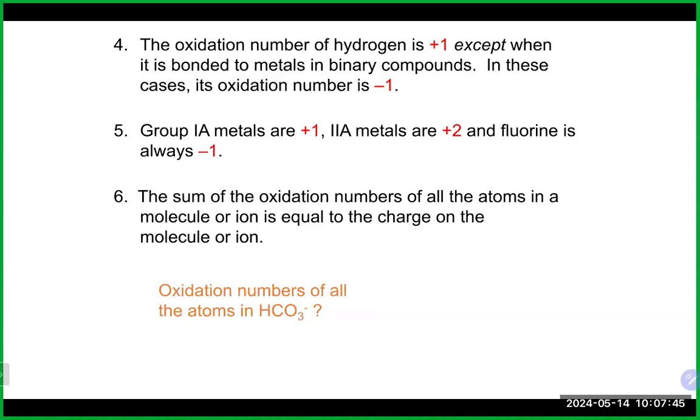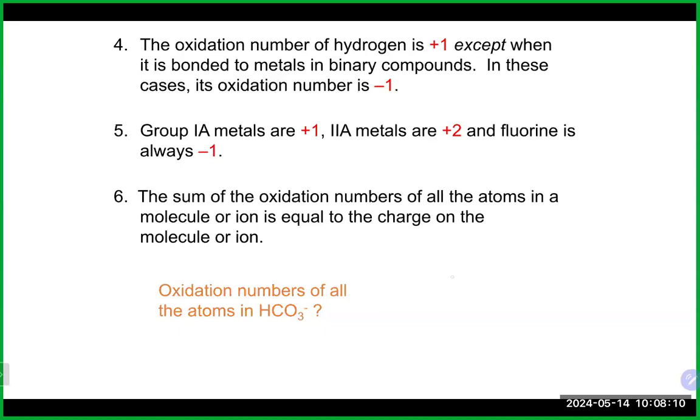Fluorine is always -1. Now, when you add up the oxidation numbers for everybody, they do need to equal the overall charge on the molecule. So if that is a neutral molecule, when you add up all the oxidation numbers, they do need to equal 0. If it is some type of polyatomic ion that does have a charge, then it does need to equal the overall charge when you add it together.